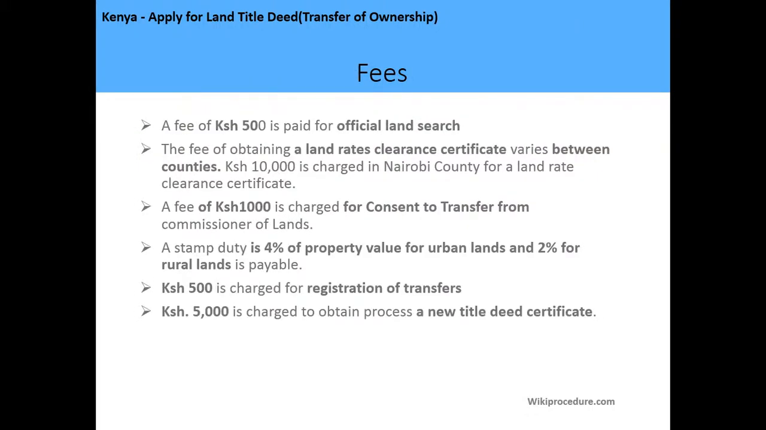Let's move on. The fees are as follows. 500 is paid for the official land search. The fee for obtaining a land rates clearance certificate varies between counties. 10,000 shillings is charged in Nairobi County for a land rates clearance certificate. A fee of 1,000 is charged for the consent to transfer form from the Commissioner of Lands, and the stamp duty is usually 4% of the value of the property in urban lands and 2% for rural lands. 500 shillings is charged for registration of transfer, and 5,000 shillings is charged to obtain a new title deed certificate.